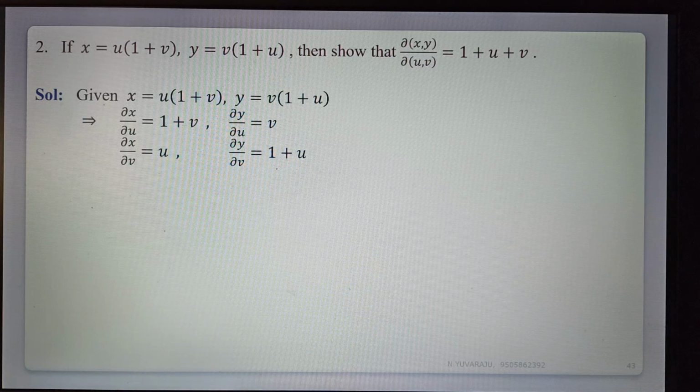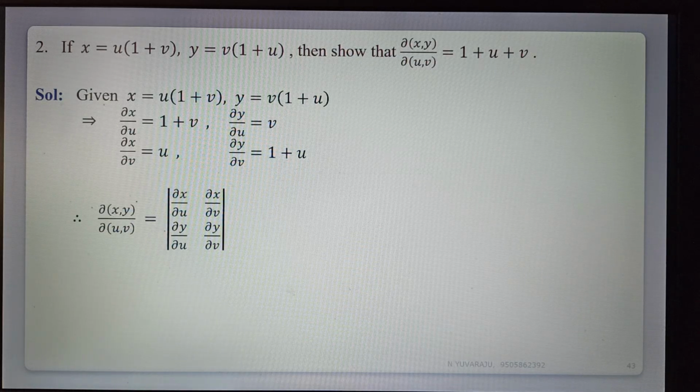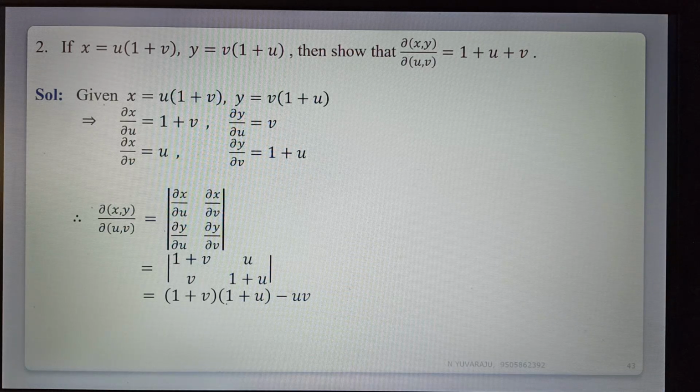Now finding the Jacobian. ∂(x,y)/∂(u,v) is equal to the determinant of ∂x/∂u, ∂x/∂v, ∂y/∂u, ∂y/∂v, that is equal to, after substitution and simplification, the determinant of 1 plus v, u, v, 1 plus u, that is equal to (1 plus v) into (1 plus u) minus uv, that is equal to 1 plus u plus v plus uv minus uv, that is equal to 1 plus u plus v. This is the Jacobian of x and y with respect to u and v.